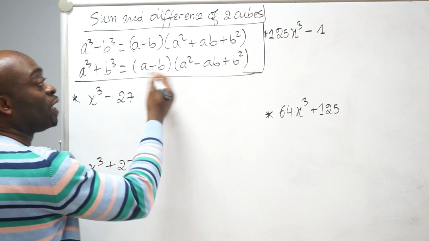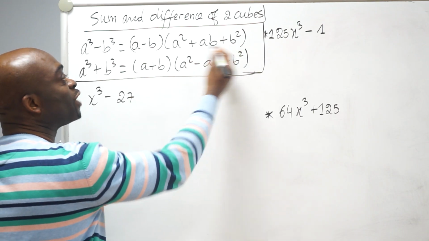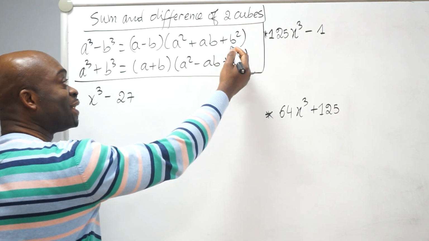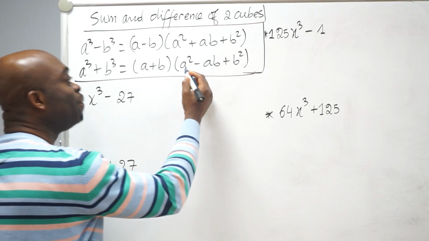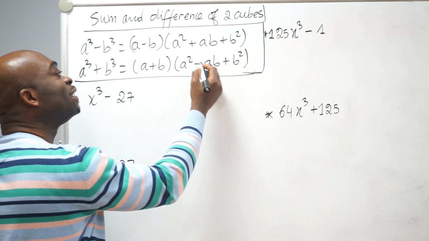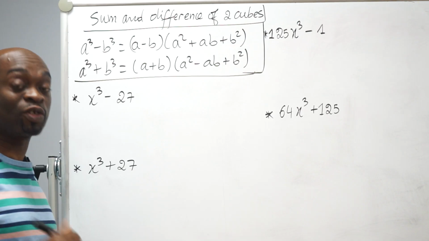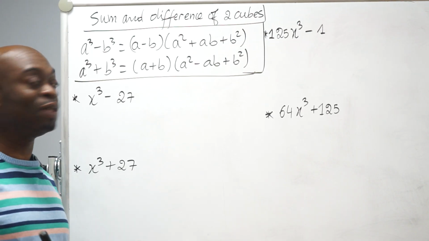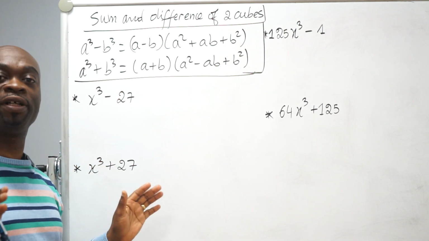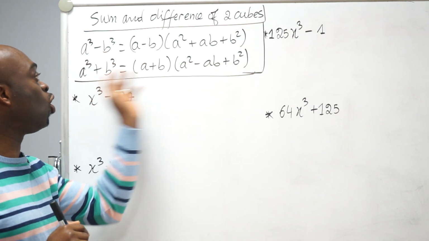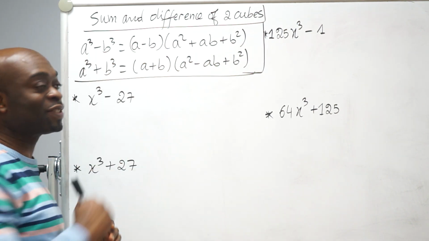The first parenthesis. And as you can see, inside the second parenthesis for the difference, everything is plus. But when you come to the sum, the middle one carries the negative sign. So that's a major difference that they have. So minus, plus, plus, minus, period. Once you know the first one, it's easy to get to the second one.